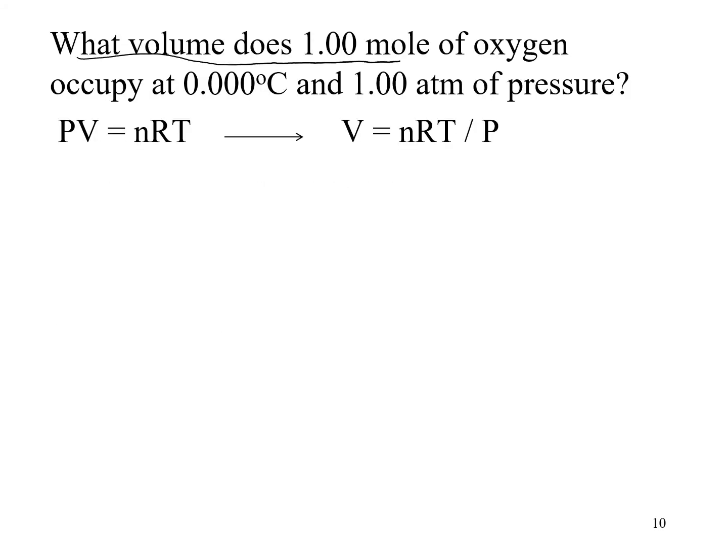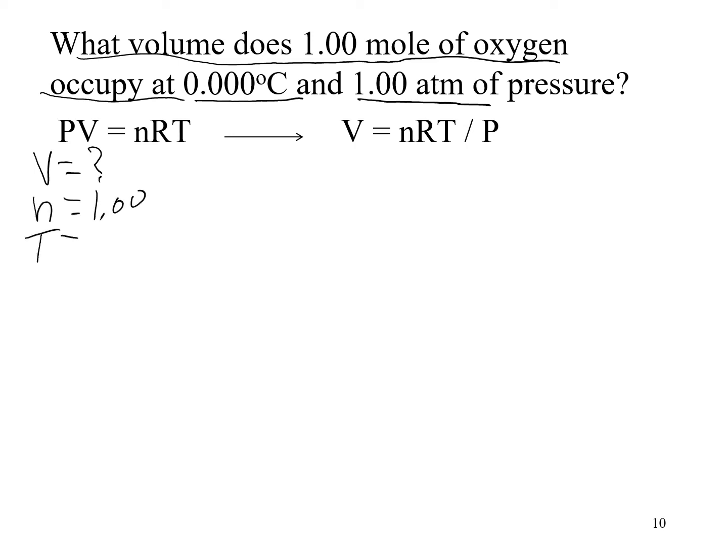What volume does 1 mole of oxygen occupy at 0 degrees Celsius and 1 atm of pressure? First, we're going to write down what's given. So volume is our unknown. n is 1 mole. T is 0 degrees Celsius. And P is 1 atmosphere.